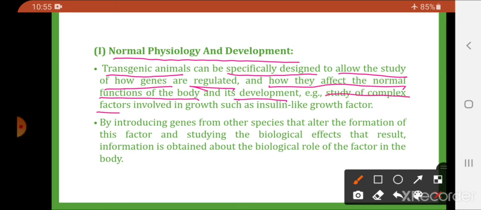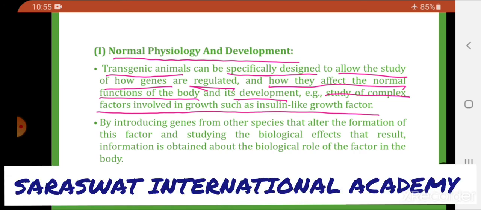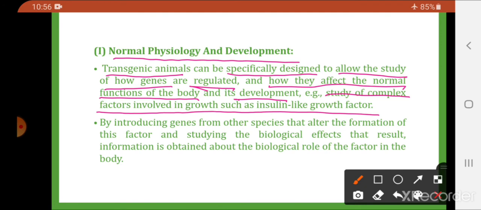Study of complex factors involved in growth such as insulin-like growth factors. So how insulin growth factor is involved in the process of growth. ऐसा कुछ हमें study करना है कि how certain factors are responsible for growth. So उसको study करने के लिए transgenic animals are used.